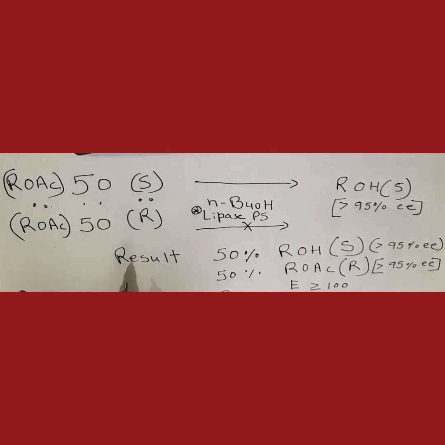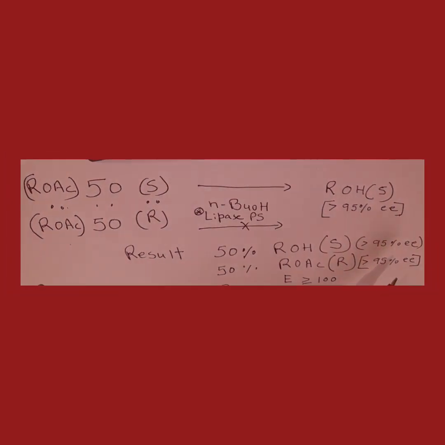Now the result that we get is that 50% of the ester gets converted to the S isomer, and 50% of the ester remains unreacted. Since lipase PS is highly selective towards the S isomer, we get both the isomers of very high optical purity, that is, greater than 95% enantiomeric excess.